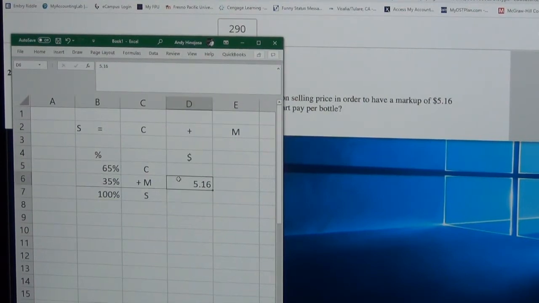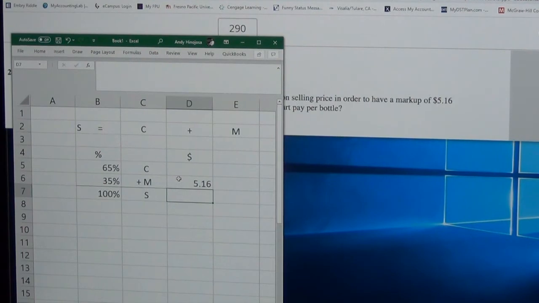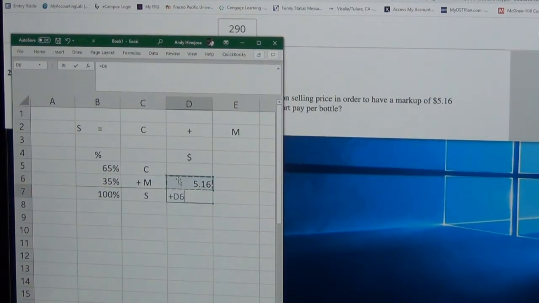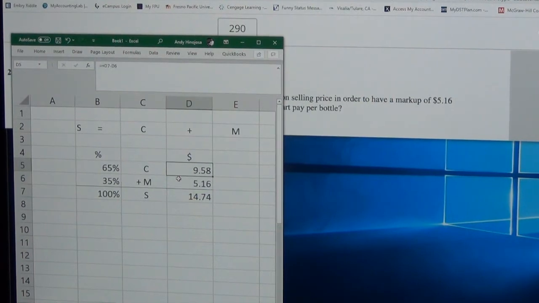I know that the markup is 35% of the sales price. I do not know what my sales price is, but I know that if I have my sales price and I multiply it by 35%, I will get the markup. So I'm going to go backwards. I'm going to take $5.16 and I'm going to divide that by 35%, and that's going to give me my sales price. Therefore, the cost will be equal to the sales price minus the markup. So it's $9.58.